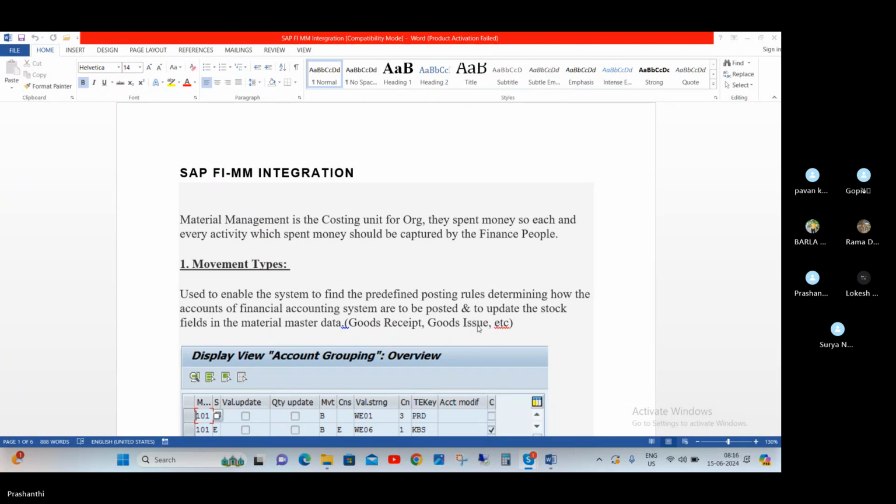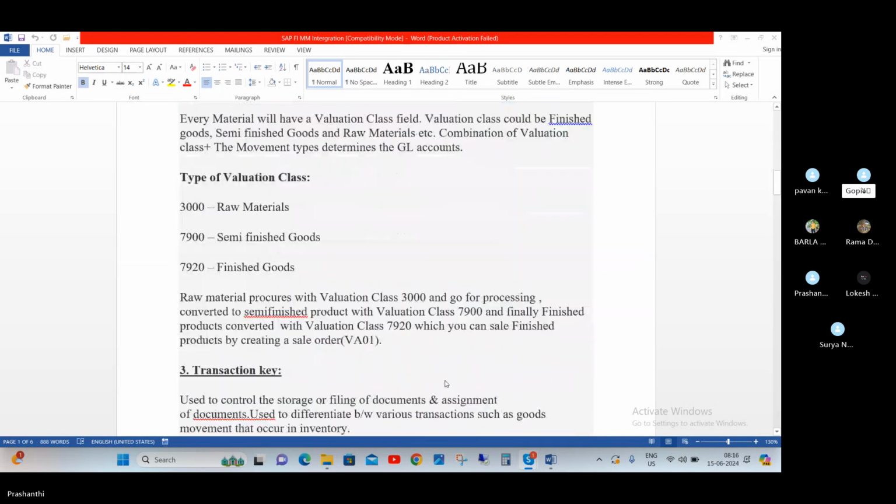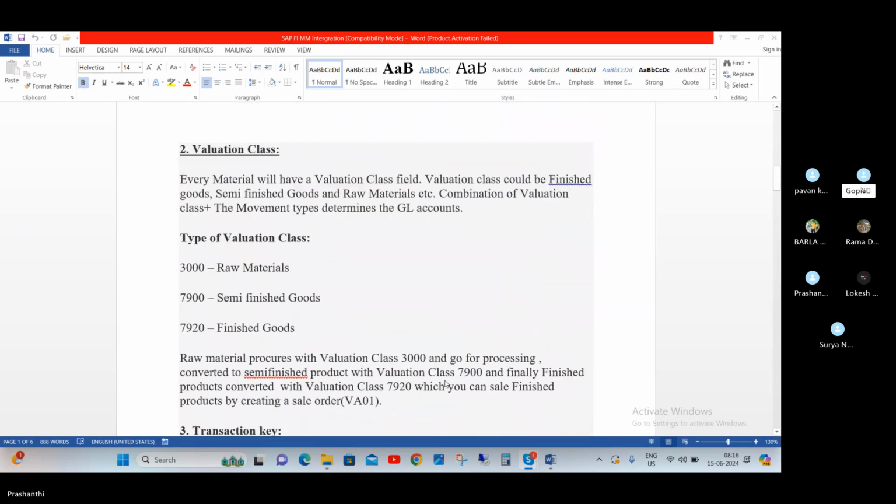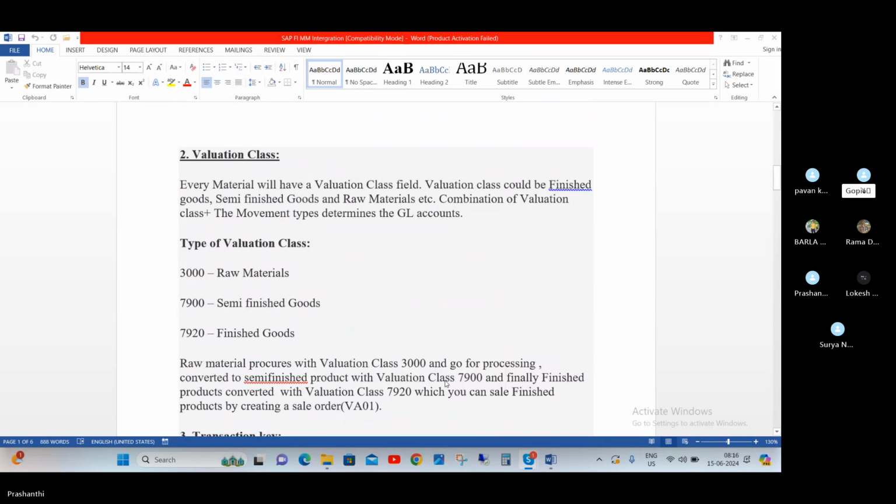You guys already said, so for the automatic account determination process we need to maintain some factors. Just a few minutes back, some of the people said what factors are required. So what are the factors, guys? Valuation class, valuation modifier, general modifier, transaction keys, and movement types. Yes, so we already discussed transaction keys and, sorry, valuation modifier and valuation class.